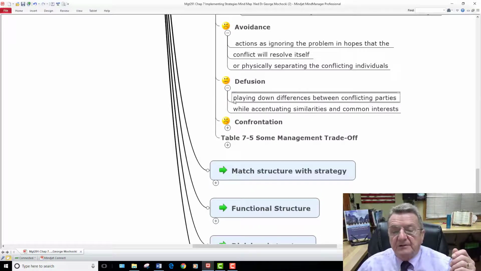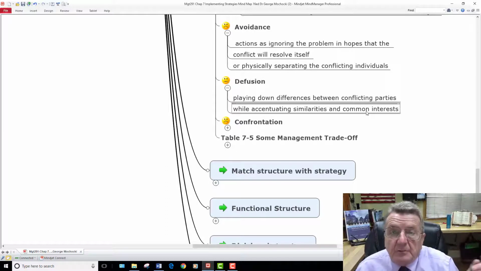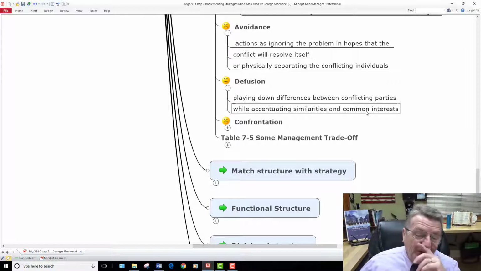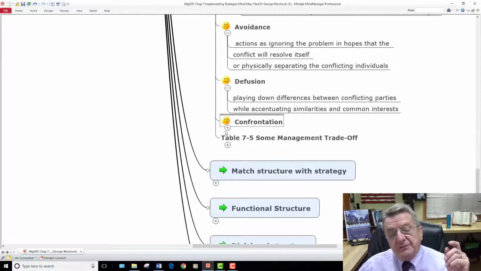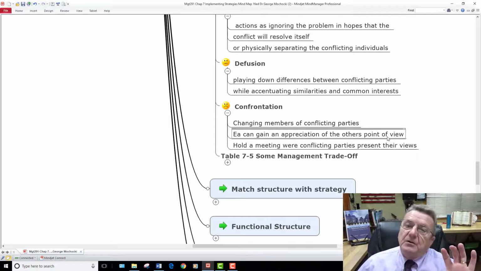Okay, diffusion is basically playing down differences between conflicting parties while emphasizing similarities and what they have in common. You have two parties that don't agree, so you find a common denominator, for lack of a better word. Hey, throw a little bit of math in there, okay? Confrontation: by changing members, conflicting parties can each gain appreciation of the other's point of view. They still don't like it, but they're going to go along with it and say, okay, I'll give it a try. You've got to monitor those.